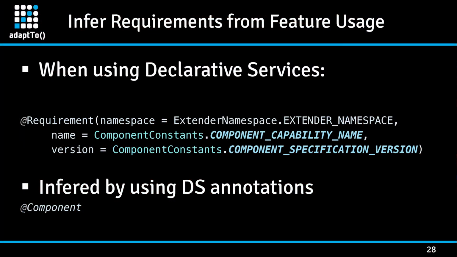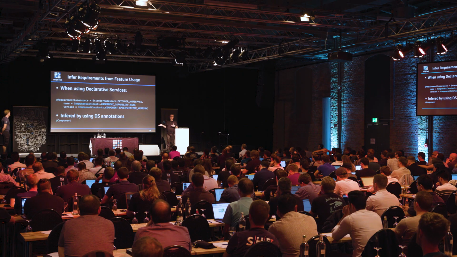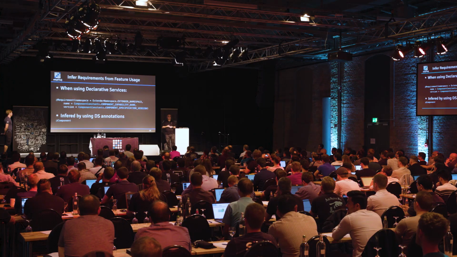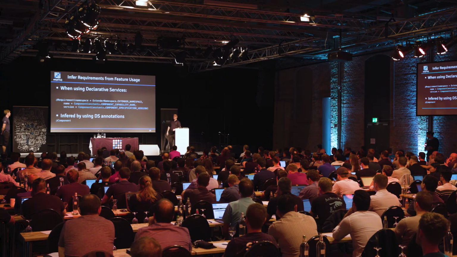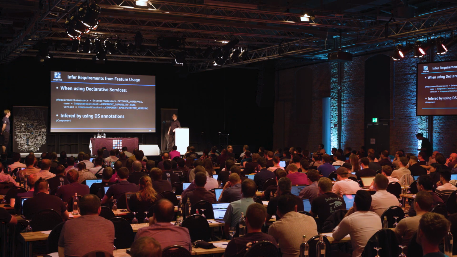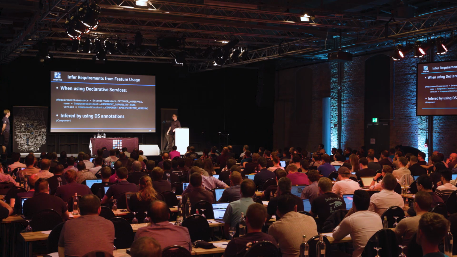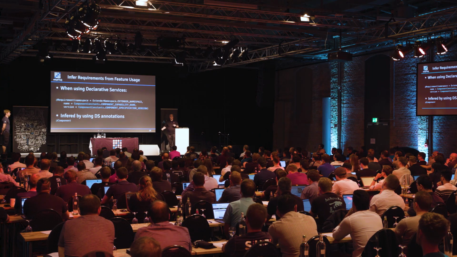For example, if you're using declarative services to develop your services and components in Java, your bundle should actually require the declarative services extender, which would mean you have to write this requirement into your header. Now you can do this in code, which is this lengthy statement over here. But the good thing is you don't even have to do that. As soon as you're using some DS annotation like component, this is done automatically for you.